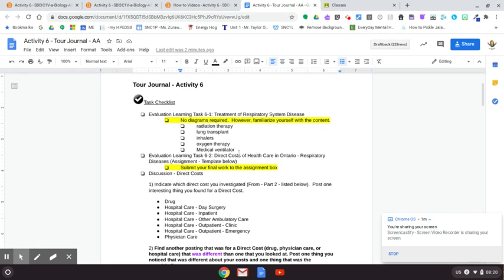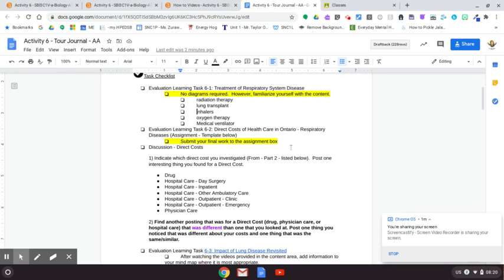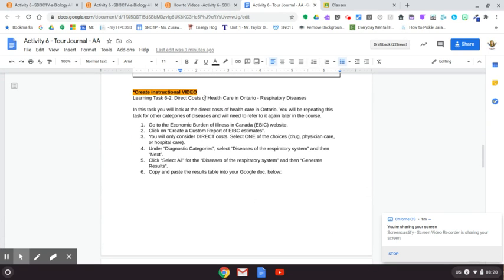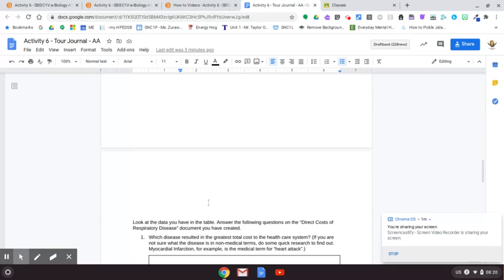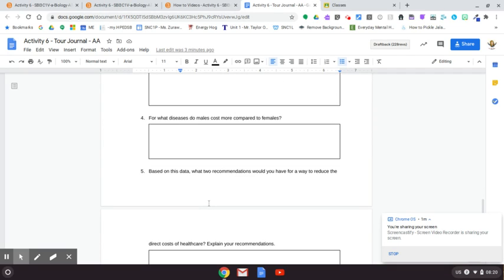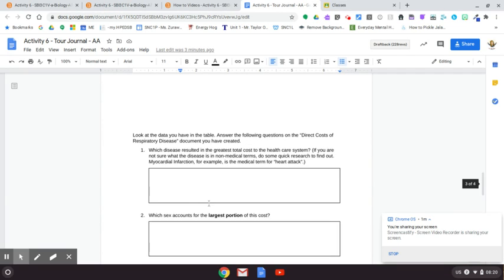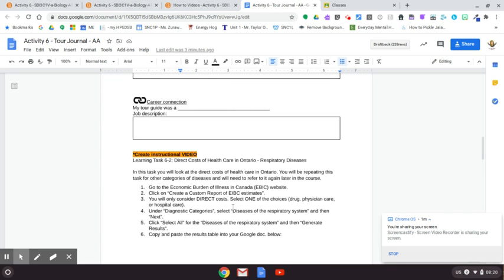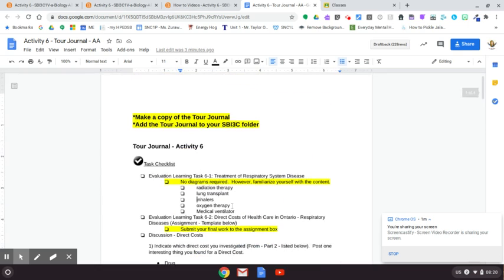Okay, so what are you going to do? The first part, we're not going to do the 6.1 task, but I've left it in there just because I may use it in the future. The second part is figuring out the direct costs of healthcare in Ontario. So we're going to use the template that's below. This is going to look just like the one that we did in the previous unit. The difference being we're looking at respiratory, and the steps here are a little bit different. So I'll go through that in a separate video.